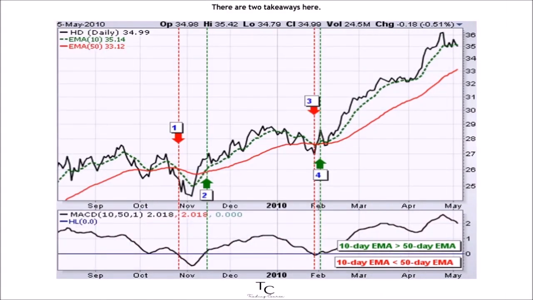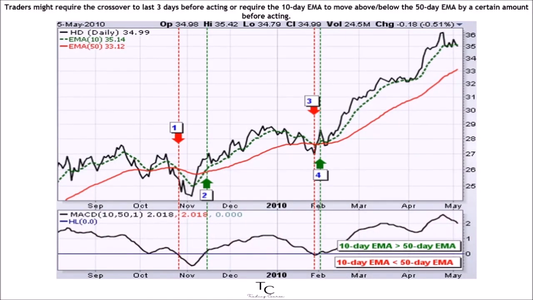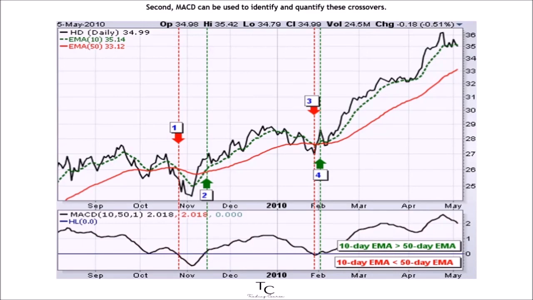There are 2 takeaways here. First, crossovers are prone to whipsaw. A price or time filter can be applied to help prevent whipsaws. Traders might require the crossover to last 3 days before acting, or require the 10-day EMA to move below the 50-day EMA by a certain amount before acting. Second, MACD can be used to identify and quantify these crossovers. The MACD will show a line representing the difference between the 2 exponential moving averages.